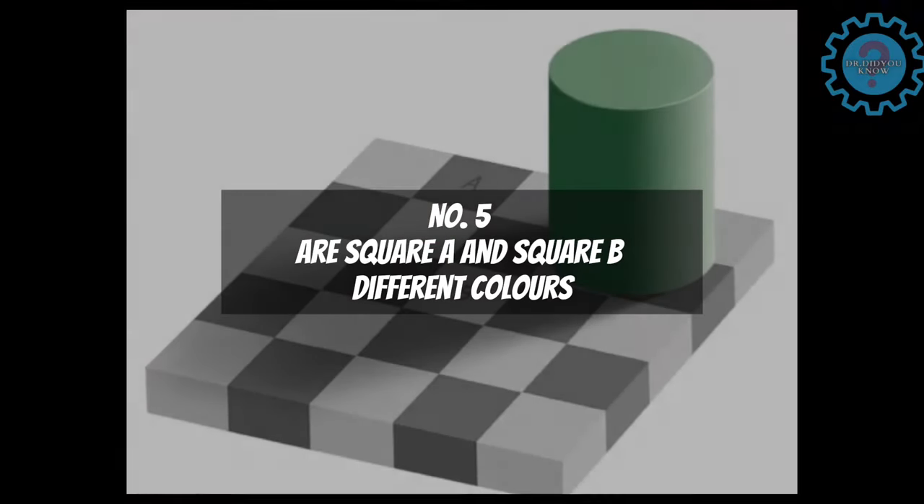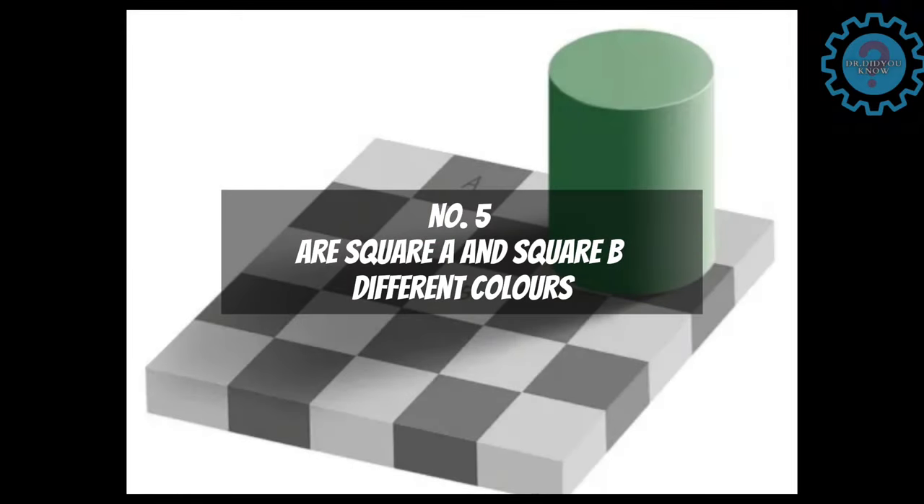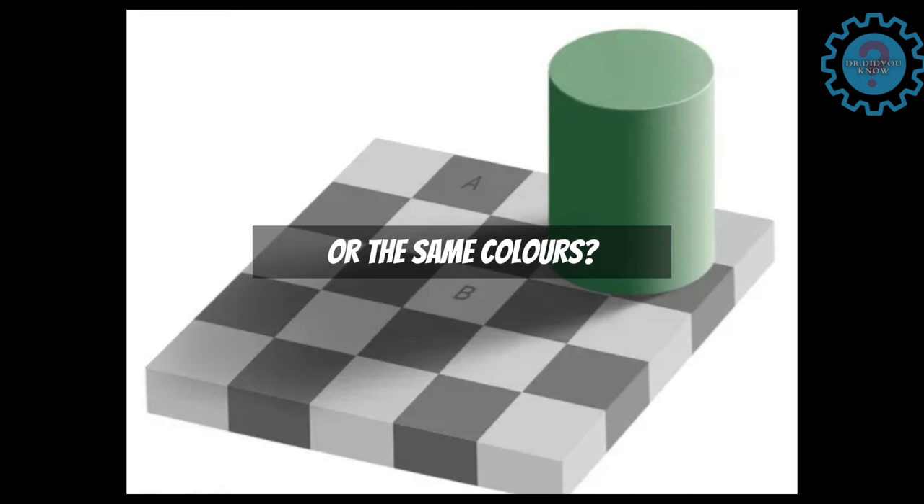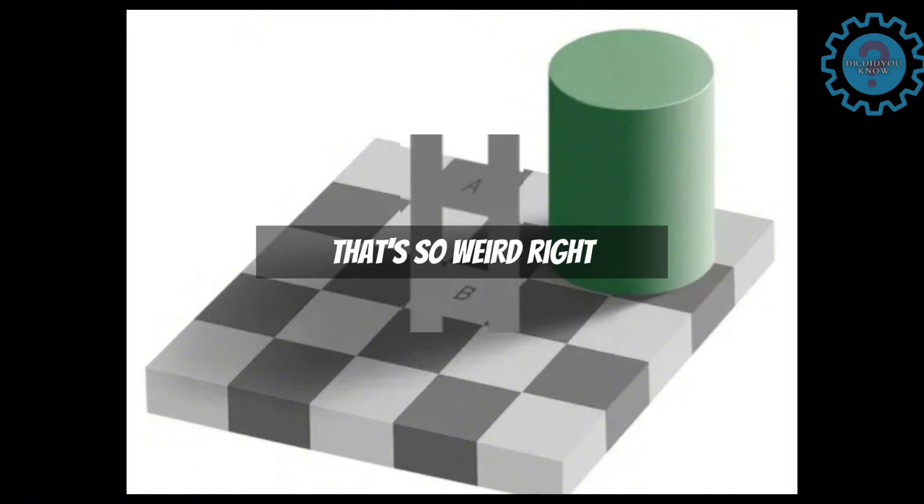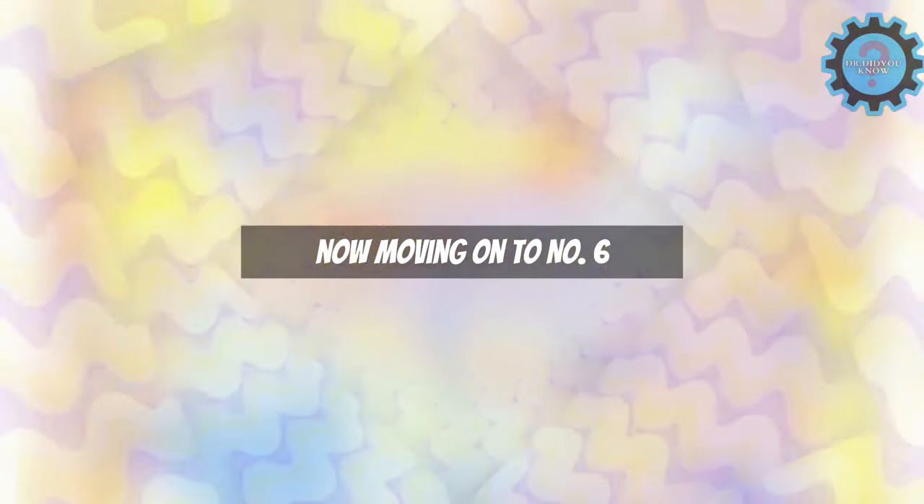Number 5. Are square A and square B different colors or the same colors? Most people would say that these are obviously different, but they are in fact the same. Here are two bars that are the same color. Once next to the squares, you can now see that they are the same. That's so weird, right?